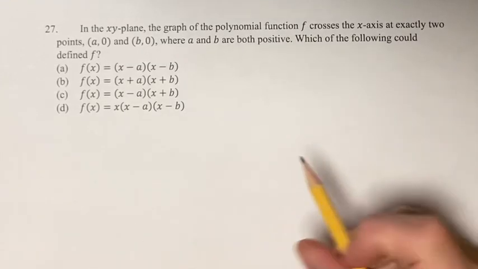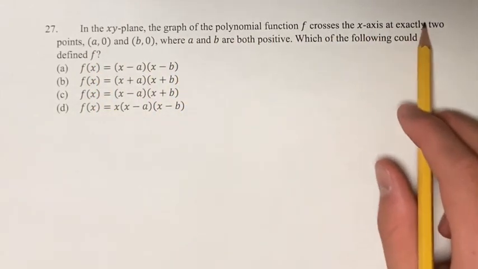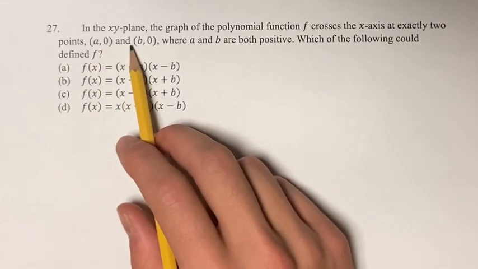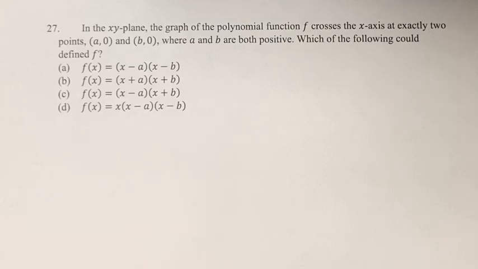For this problem, we're told that in the xy plane, the graph of the polynomial function f crosses the x-axis at exactly 2 points, (a, 0) and (b, 0), where a and b are both positive. We're asked which of the following could define f.